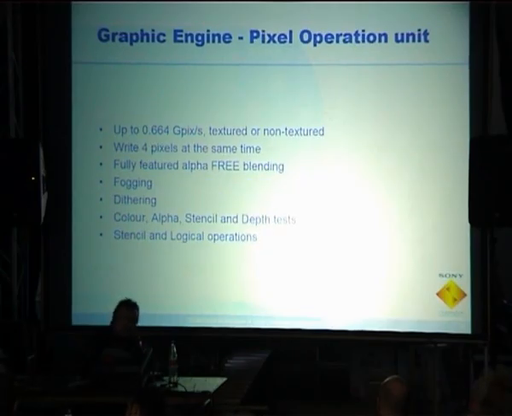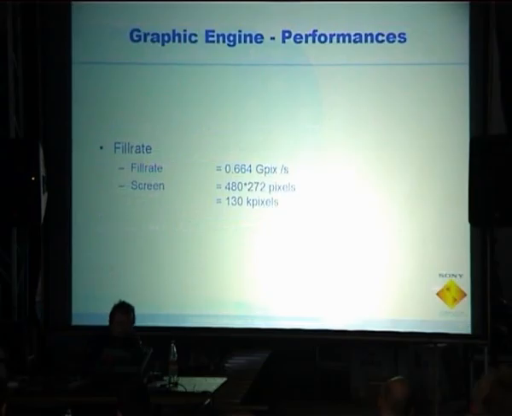The pixel operation unit writes 0.664 gigapixels per second, textured or non-textured. It writes 4 pixels at the same time. It's fully featured with free alpha blending, does fogging, dithering, color alpha stencil tests, and all logical operations for free and in hardware. So all you have to do is tell it what to do, and it does the magic.